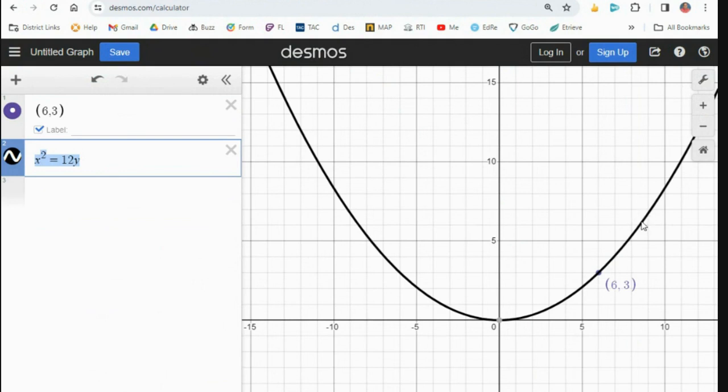Any point on that line, you should be able to substitute that point into the equation and it be true. If x squared equals 12y, that would be true for every point on that parabola. That's why that is the graph of that equation, because every x and y that's on that line should work in that equation. So we substituted that point in to find what the equation was.